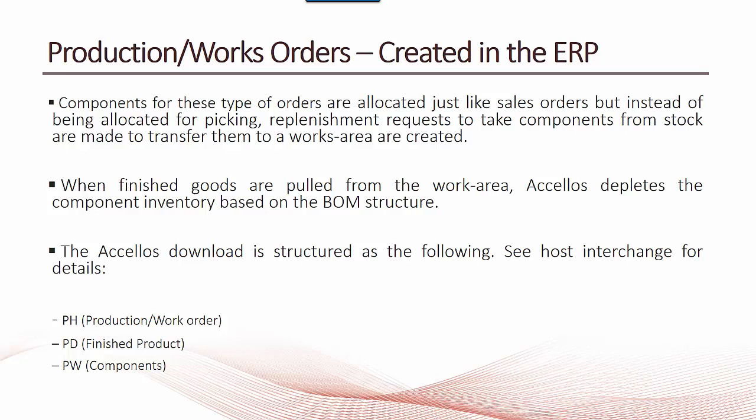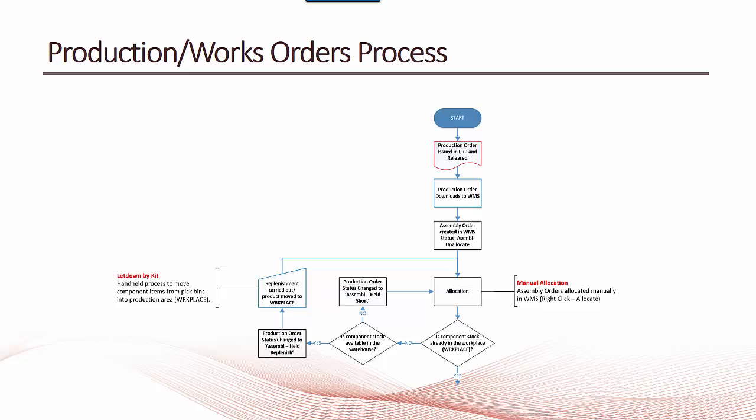The WMS requires that these types of orders are downloaded in a particular format. For many ERP systems, the interface can process these as standard. A document called the host interchange provides details of the structure of the downloaded records. The next two slides, represented by a Visio diagram, show the process flow between the ERP and the WMS.